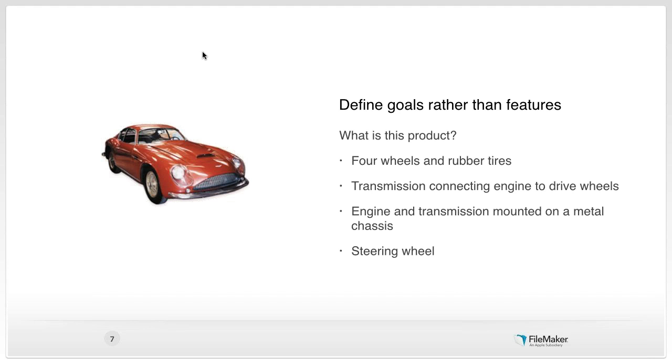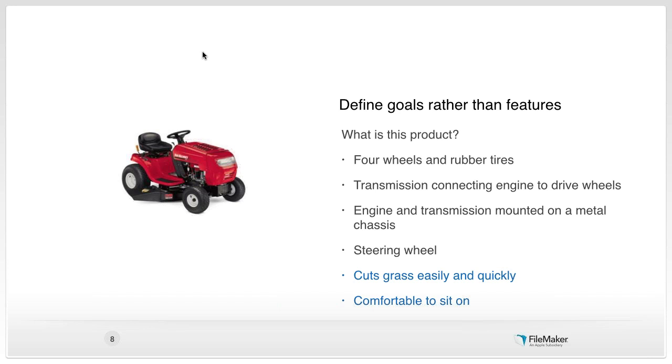For an example, if you're looking at this product on the left, the car, it's got four wheels. Yes, it's got a transmission connecting the engine to the wheels. It's all mounted on a metal chassis, and it's got a steering wheel. Fantastic. Okay, we've got a car. But if you start looking at designing the goals, that you need this device to cut grass, and it must be comfortable to sit on. I'm not sure if that device is comfortable to sit on. I've never done one yet. But you can see that the end result is a lot different if you really define down to the goals rather than the features.